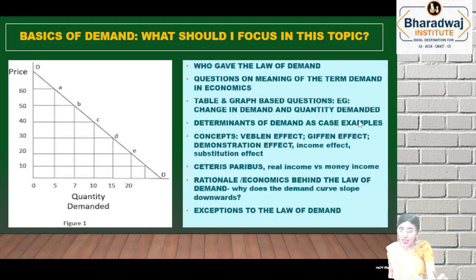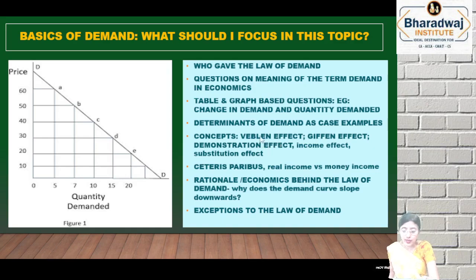Determinants of demand will come as a case example: weather, status symbol, articles of status symbol, wealth of the consumer. You remember that equation? Quantity demanded is a function of price, the price of related goods, income of the consumer, and wants, which implies all other factors. Now, concepts. Look at the concept.